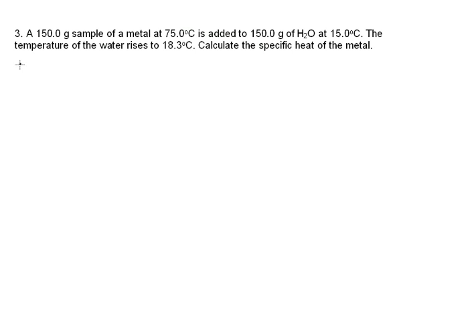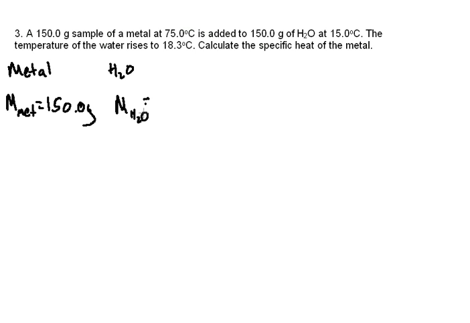So the way this sets up is we're going to make a table, one for the metal and one for water. Our mass of our metal is 150.0 grams, and we also have that as our mass of our water, just as a coincidence in this problem. These numbers aren't always going to be the same. Then we've got an initial temperature of our metal. I'll call this Ti sub met. Metal is going to start at 75.0 degrees Celsius.